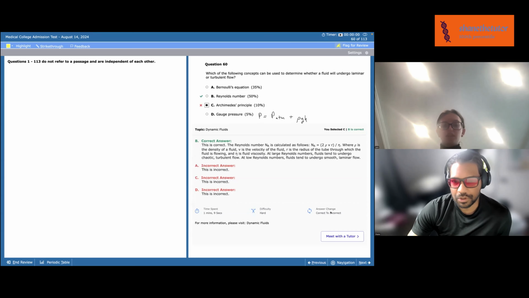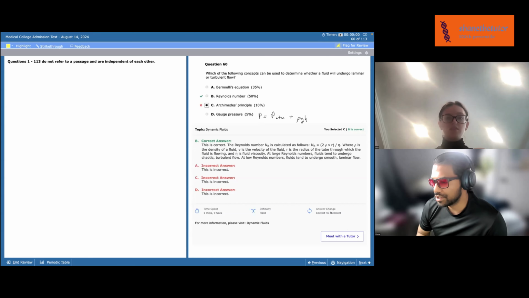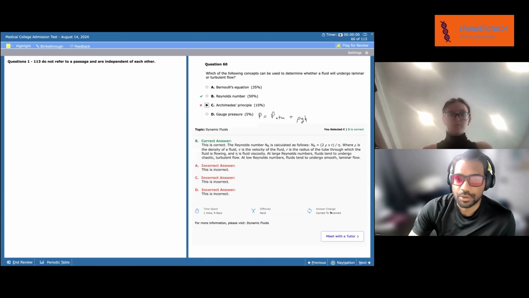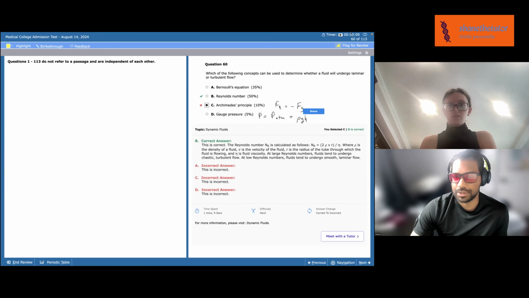Archimedes' principle is the buoyant force thing. It means that any object that's submerged will have to displace its own weight. So we could say that buoyant force is equal to negative weight, which I will just write as Fg to not confuse it with work.